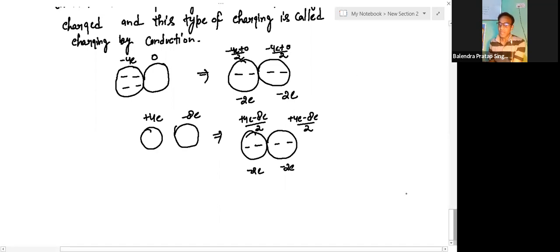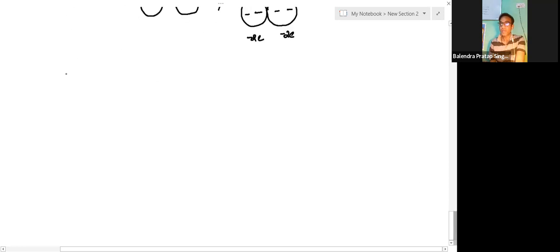Now next is charging by induction. Suppose someone puts a restriction on you, that you can't put the bodies in contact. Without putting two bodies in contact, how can you charge a body? That method we call charging by induction. Let's try to understand how you can charge through induction.